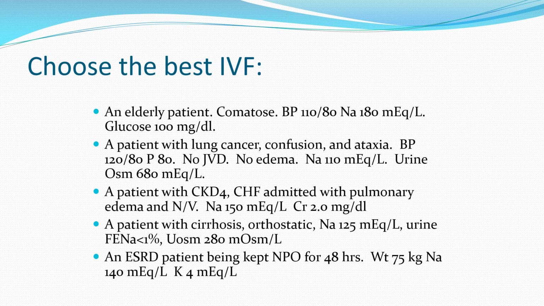In the fourth example, we have a patient with cirrhosis who's orthostatic with a low sodium of 125, a fractional excretion of sodium less than 1%, and a urine osmolality that's inappropriately high at 280. In this example, this patient is orthostatic, so his or her intravascular volume is down. The low fractional excretion of sodium also supports this, though he or she certainly could have hepatorenal syndrome leading to a low fractional excretion of sodium. The urine osmolality is inappropriately high.